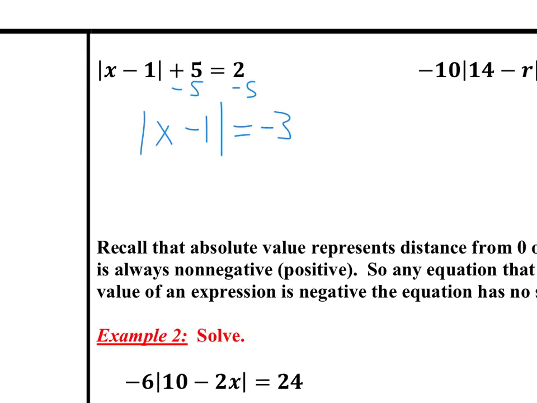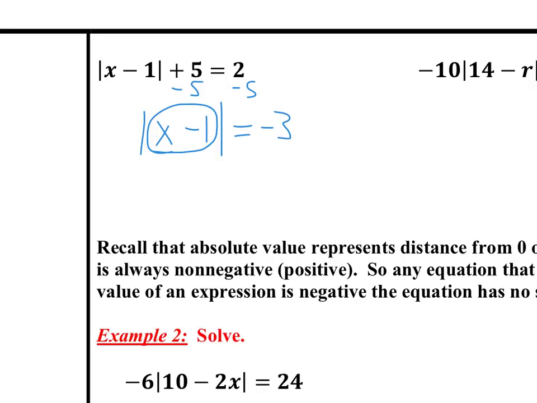You're probably already splitting this up into 2 parts and writing it twice, but I need you to stop, because this is not going to be one that we split up into 2 parts. This says that x minus 1 is -3 away from 0. You can't be -3 away from 0. You can be 3 to the left or 3 to the right, but it's still +3.